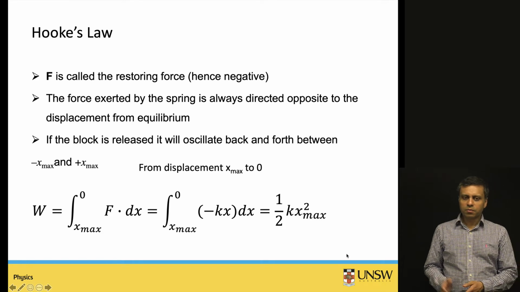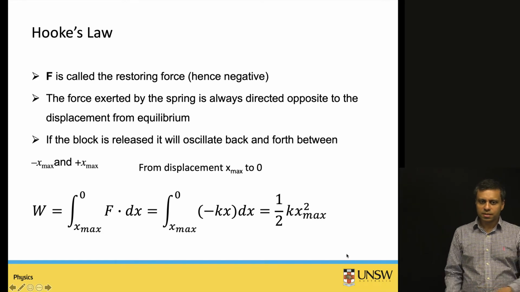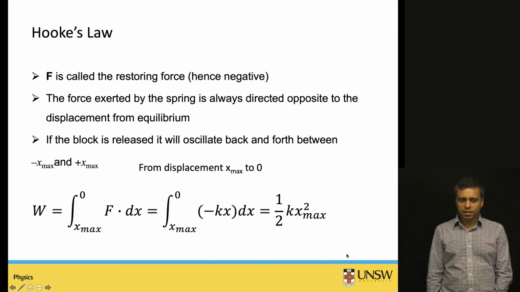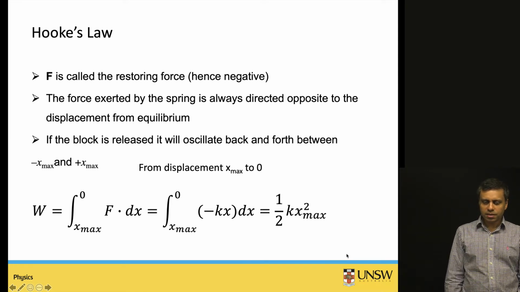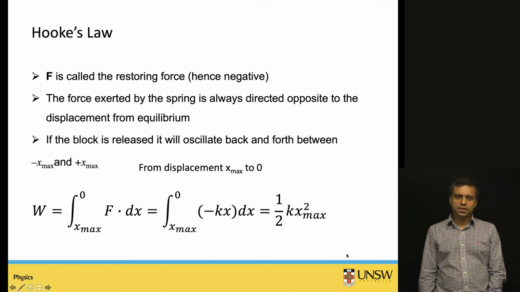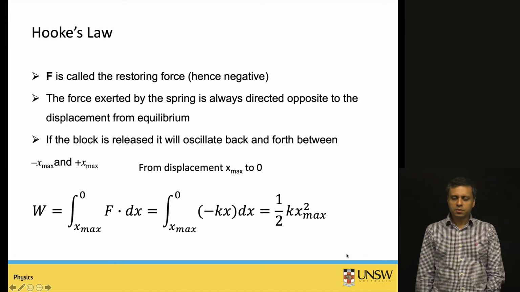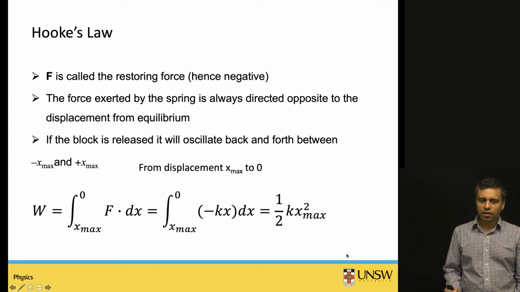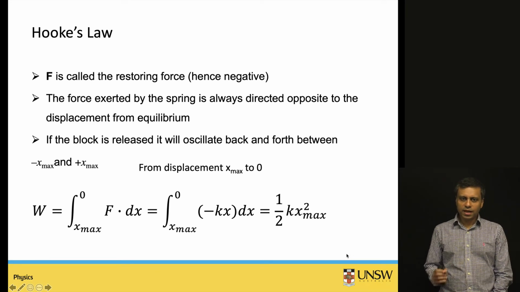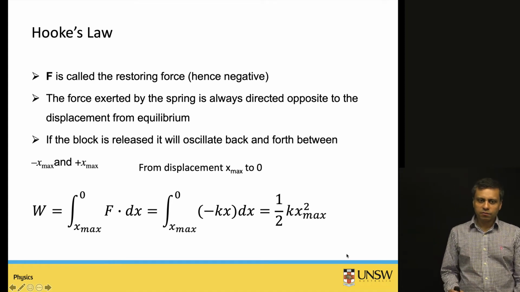We will evaluate the work done in this process from x max, from a displacement of x max to 0. So we can still apply the dot product, but in this case, because the force is changing with the displacement, we have to be a bit careful. We have to take small infinitesimal displacements of the block, and then add up all these infinitesimal displacements. So we still have the dot product F dot dx.